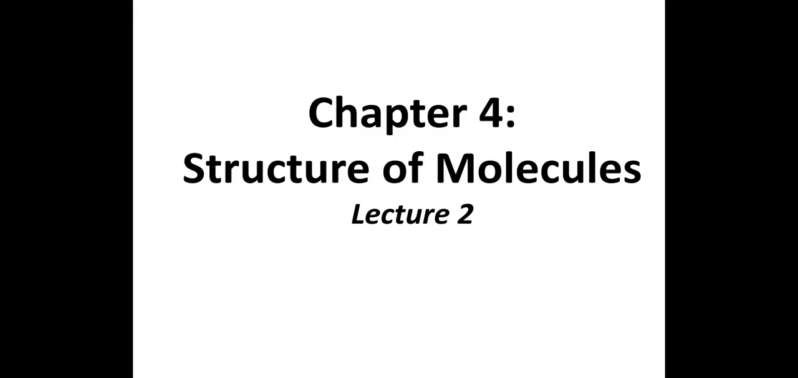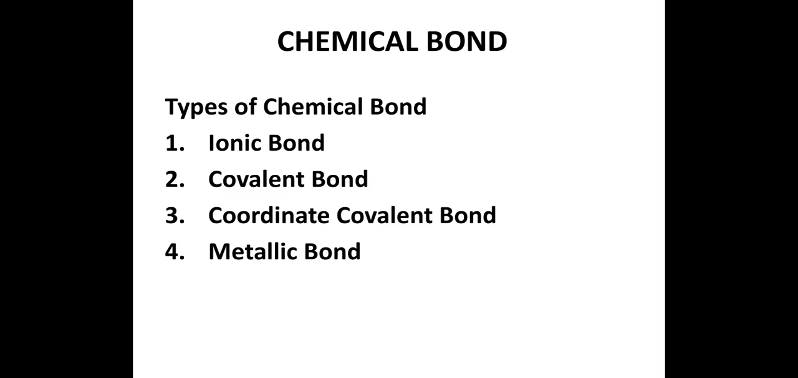This is the second lecture of chapter 4, structure of molecule. I hope you have already listened to my first lecture on chapter 4. In the previous lecture we discussed chemical bond and its types. These types are ionic bond, covalent bond, coordinate covalent bond and metallic bond. We talked about ionic bond, how it is formed, and explained it with an example.